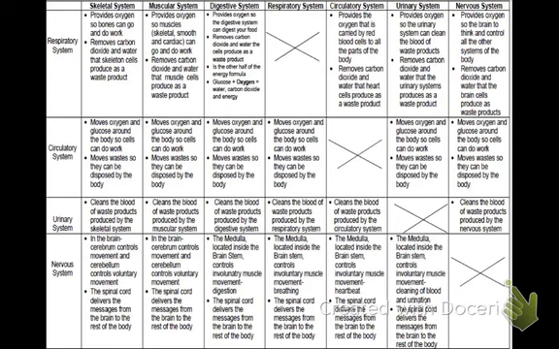Again, this is just the second page, the rest of the systems and how each system interacts with other systems. And it just goes to show you that one system is not alone. You can't live without one system. They all are helping each other. They're all super important to every other system in order for our body to work properly.